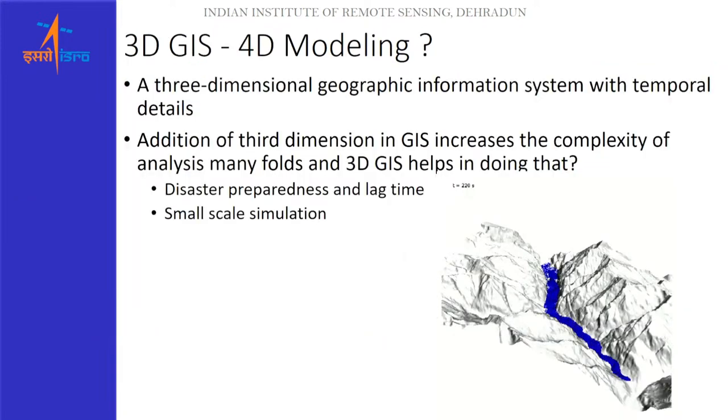So what kind of post data set generation analysis is there? This is just an example of a dam breach which is going to happen at a particular height. Then with the help of fluid dynamics and corresponding simulations, we can generate what may be the impact at the downstream. So these kinds of simulations we can do. This is basically a small scale simulation which we can do once you have a 3D data set.